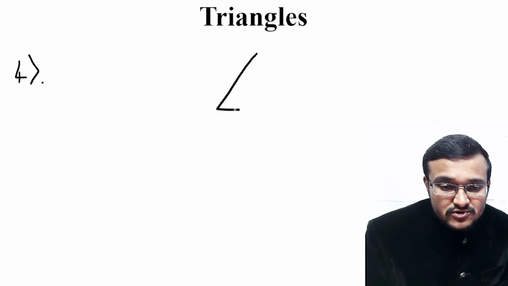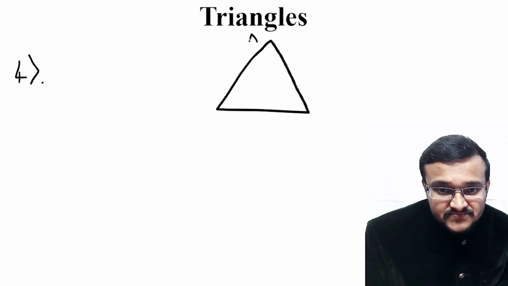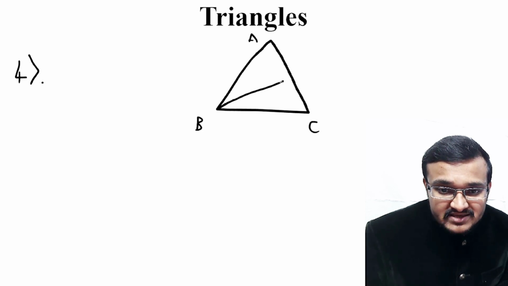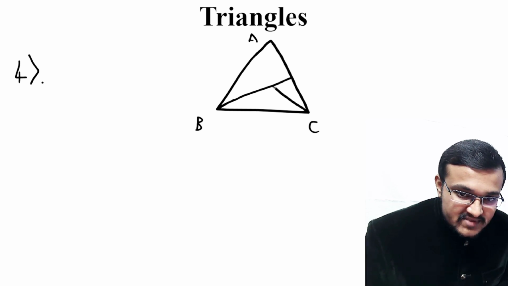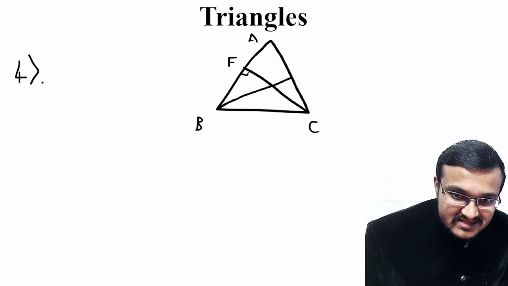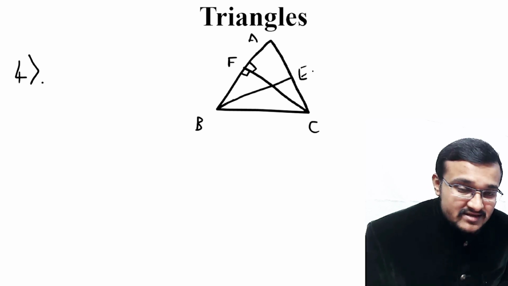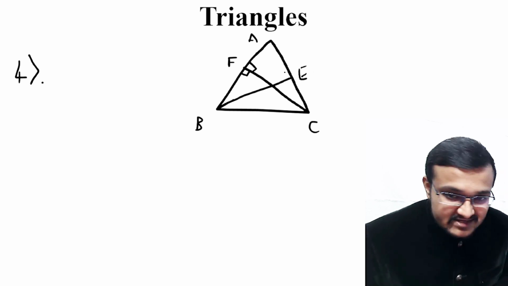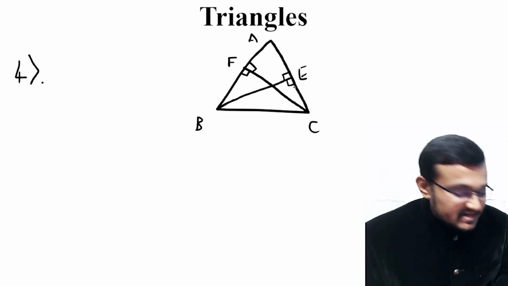So now coming into the fourth question, they have not given the diagram. You have to draw the diagram for this. And there is an altitude BE and there is an altitude CF. So it will be like this. Altitude means this angle will be 90 degree. So if this is 90 degree, this will also be 90 degree. And BE is also an altitude. So that means this will also be equal to 90 degree and this will also be equal to 90 degree.